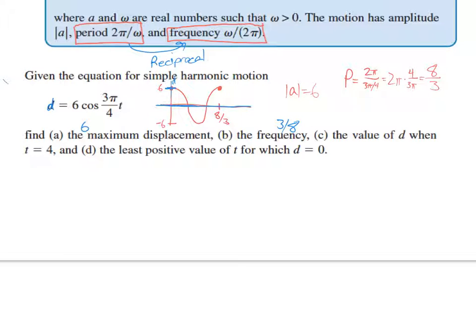We could actually do this without a calculator. D is 6 times the cosine of 3 pi over 4 times t. T is 4. What's the cosine of 3 pi? Minus 1. It's -1, because we've gone around a full circle and then we're back over to pi again. That's -1. So the displacement would be -6.